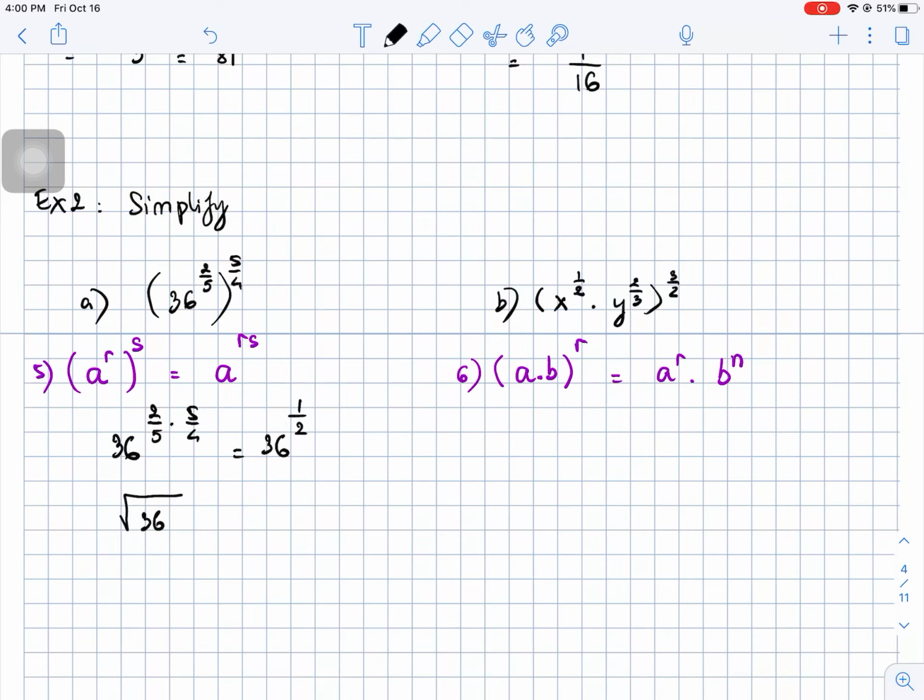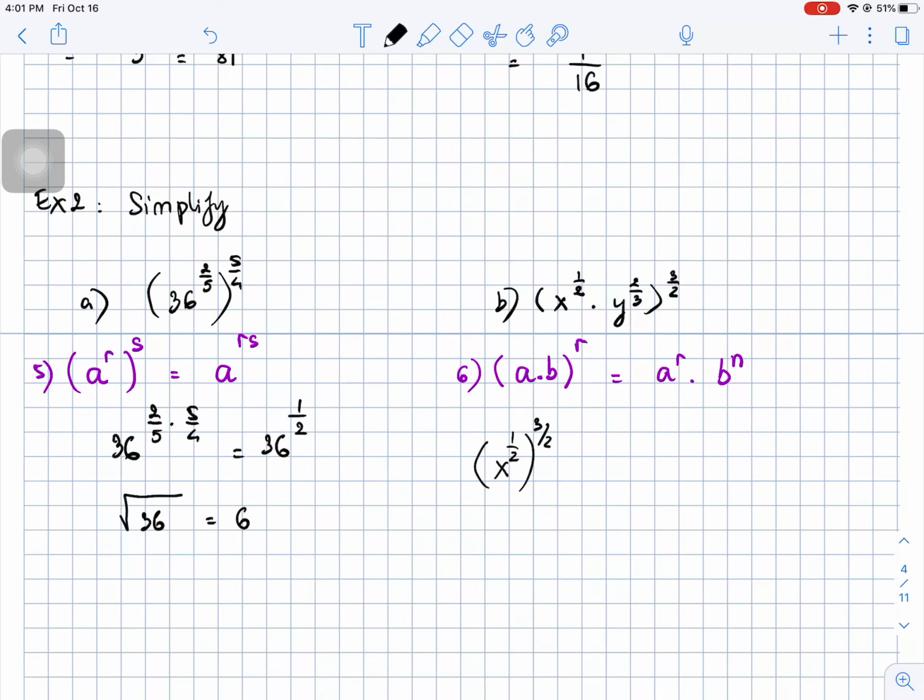We will have 36 again. Now we multiply the two exponents. So 2 over 5 times 5 over 4. We cancel out the 5 and we simplify the 2 and the 4. So we get 1 half. Then we will take the square root of 36 and we will get the answer is 6.